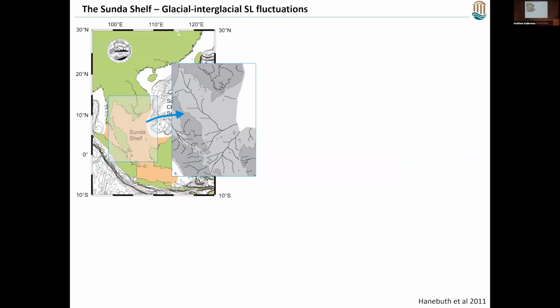All right, so another filter. And now I really want to go back in time and see what happens if sea level really drops and exposes the continental shelf. I want to go here to the Sunda Shelf. Here's the Mekong Delta. A huge area which was exposed by about 800 kilometers during the sea level low stand, last glacial maximum.